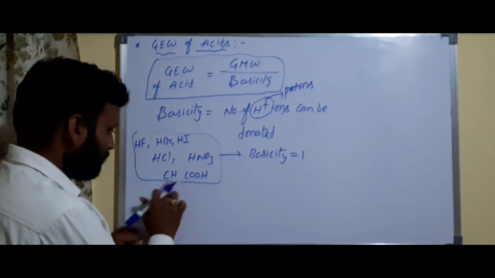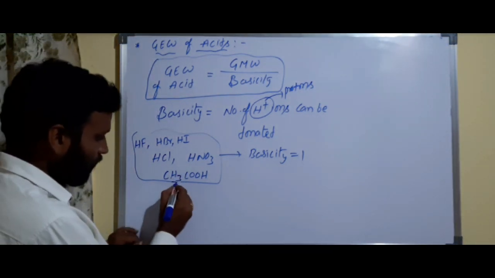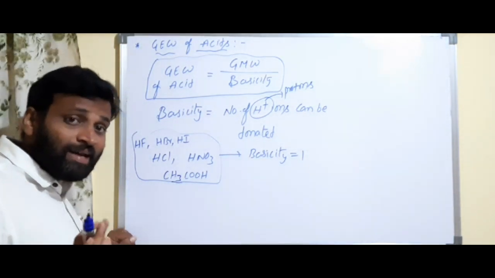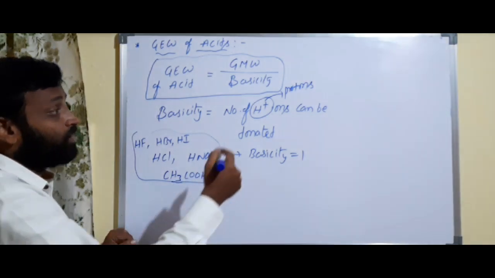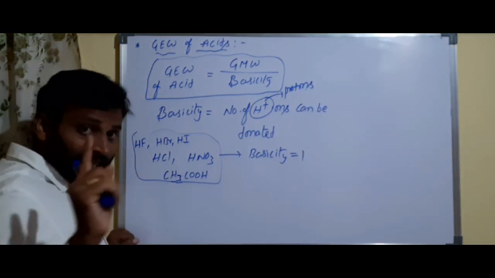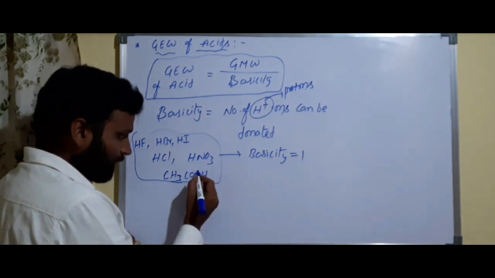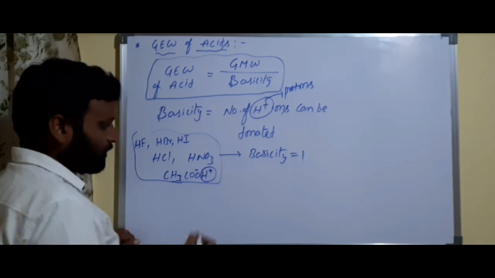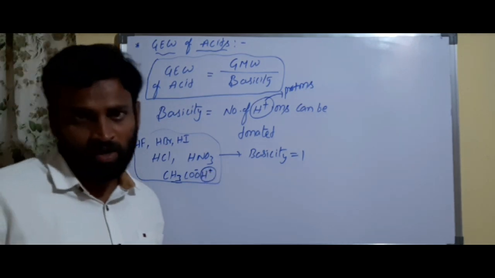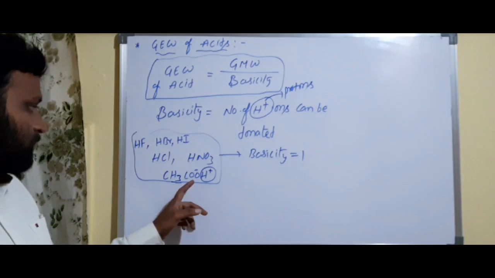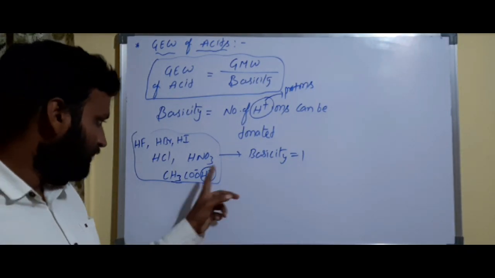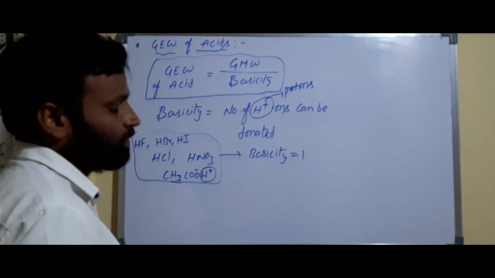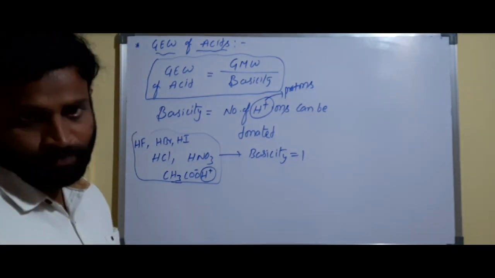If you see CH3COOH, in this example you have 4 hydrogens. I am not saying the number of hydrogens present, but the number of H plus ions that can be donated. It can donate only one proton, because it gives CH3COO minus and H plus. The hydrogen comes off easily because oxygen is more negative. So the basicity is 1.